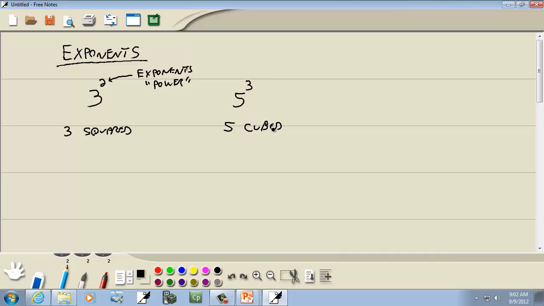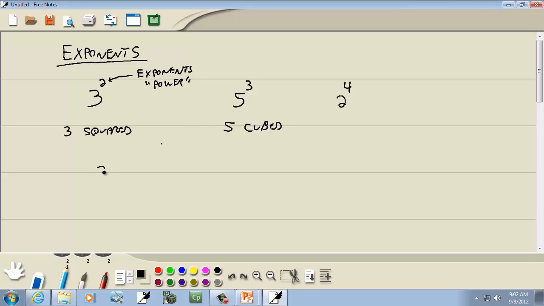This is cubed, so 5 cubed. It's also referred to as 5 to the third power. Now, when you go beyond that, like 2 to the fourth power, there is no special name for it that I know of. But these are the ones you have. Now, what does it mean?